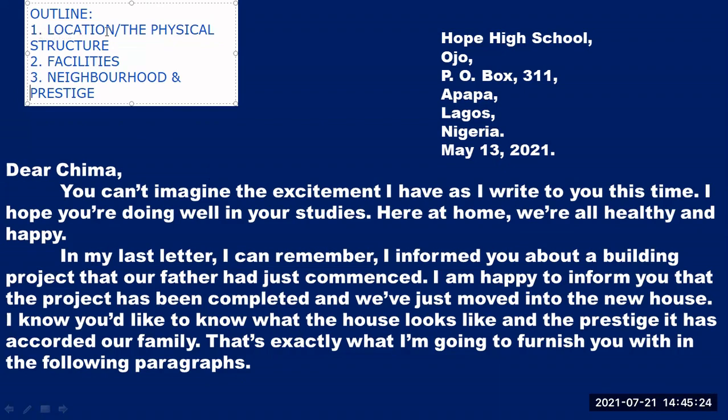We are going to discuss the location and the physical structure of the house. We are going to talk about the facilities, and then we are going to talk about the neighborhood, the kind of reception, or treatments we get from the neighbors in that neighborhood. All right, because we are asked also to discuss the prestige that the house has accorded the family. So this is why you have to include that.